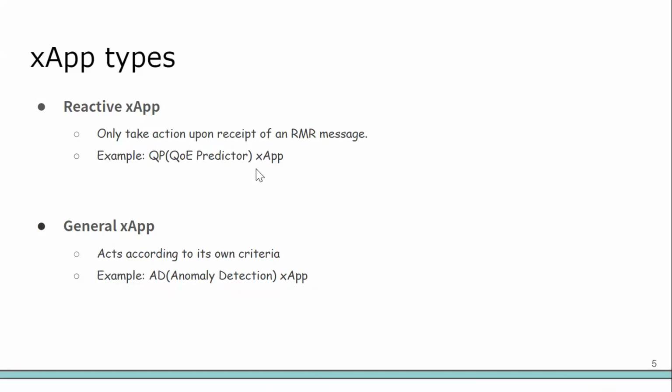Okay, and the next type of xApp is the general xApp. Okay, so this xApp acts according to its own work. It may do its work at any time, and it can also act when it receives an RMR message. For example, the AD xApp does its work to detect anomalies.